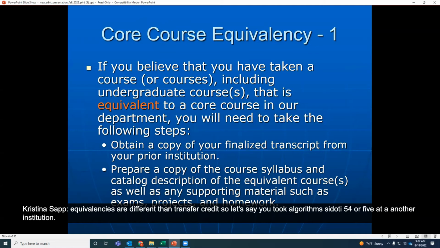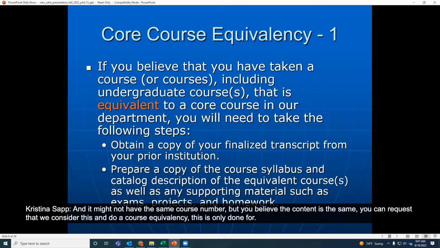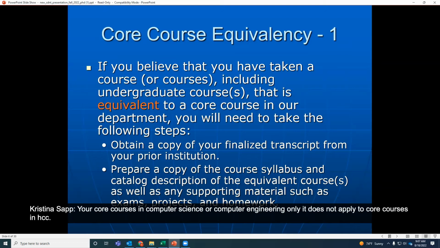Equivalencies are different than transfer credit. Let's say you took algorithms, COT 5405, at another institution. It might not have the same course number, but you believe the content is the same. You can request that we consider this and do a course equivalency. This is only done for your core courses in computer science or computer engineering only. It does not apply to core courses in HCC, okay?